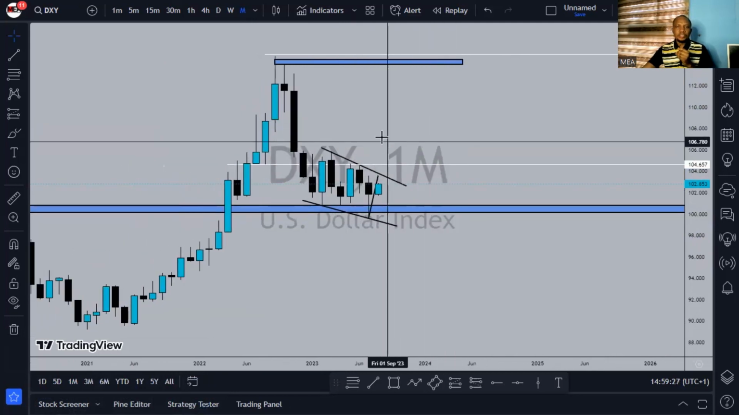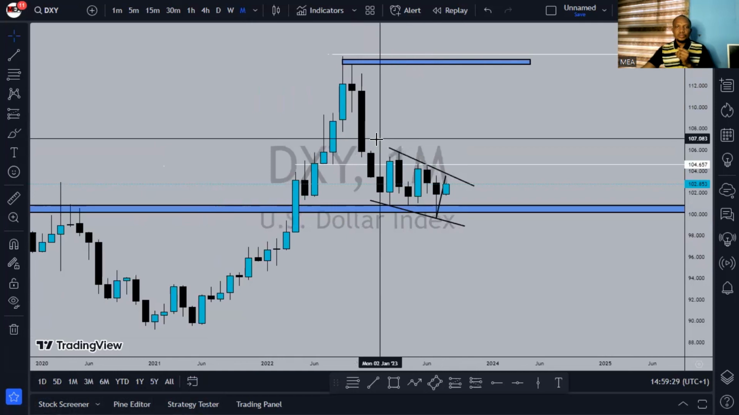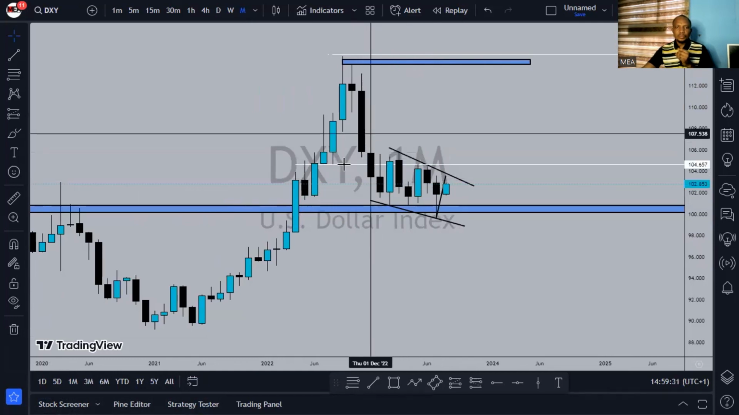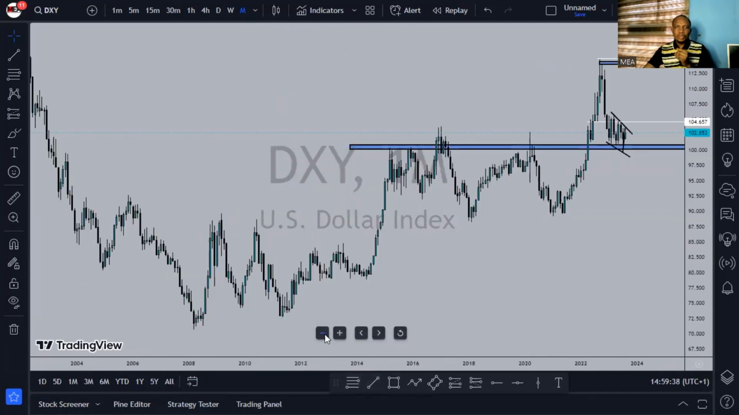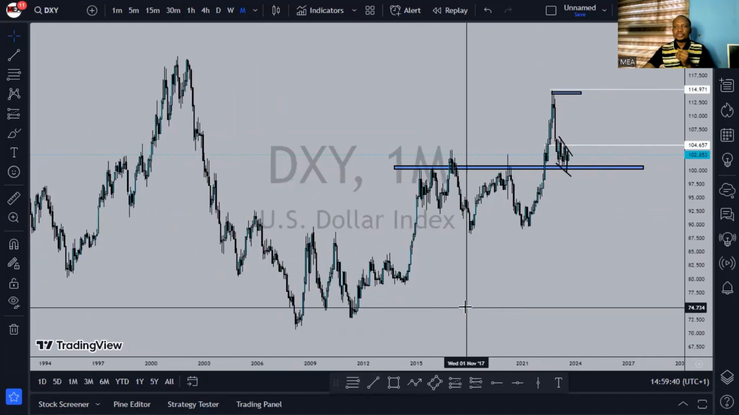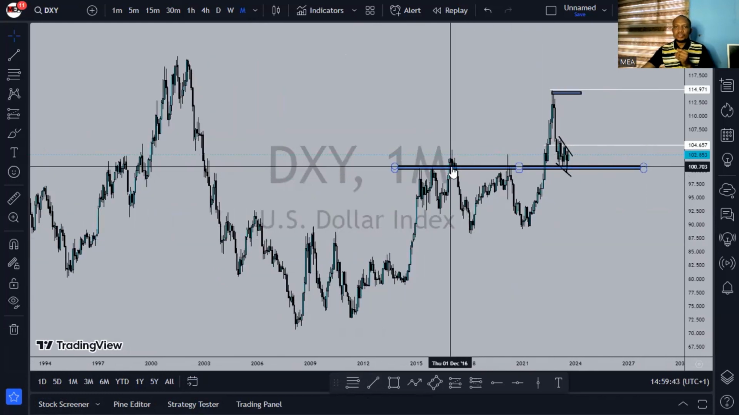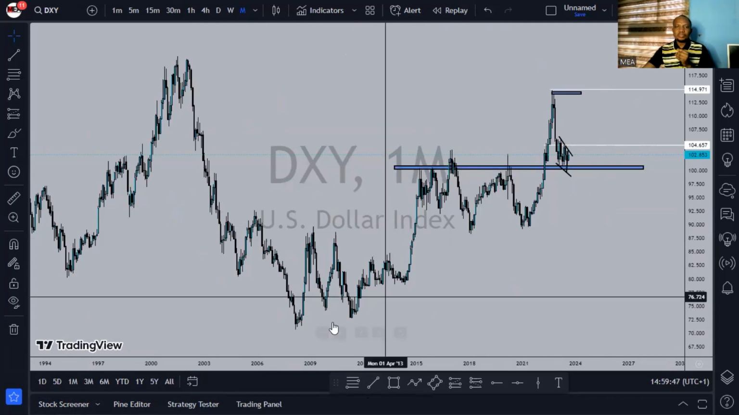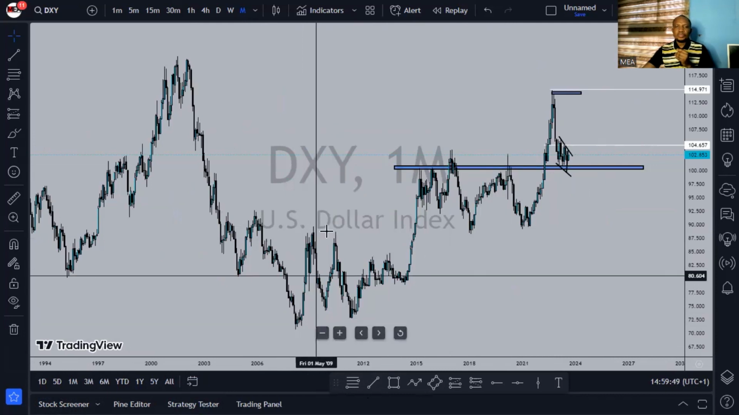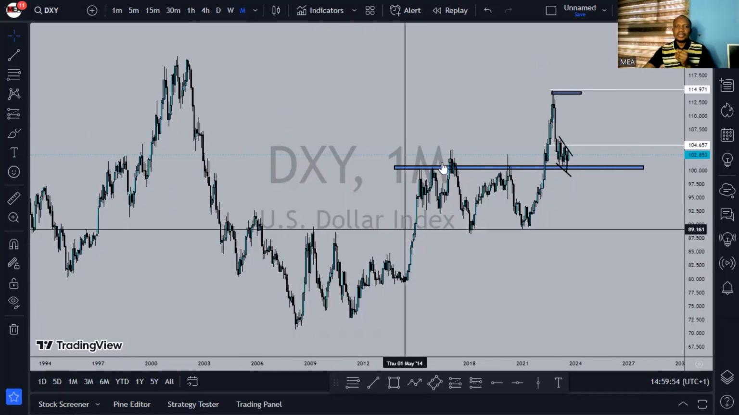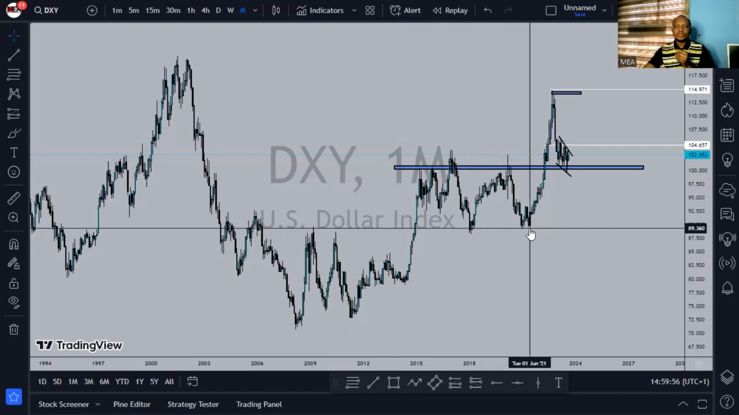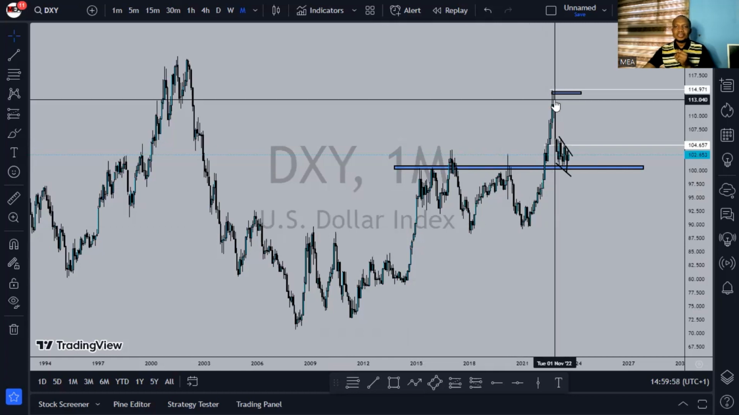Currently, this market has been moving. If you look at it holistically from the monthly time frame, you'll see that around these resistance zones, the market has been doing what? Taking a higher high, a higher low, a higher high, a higher low, a higher high, a higher low.